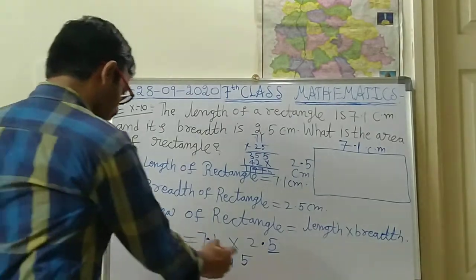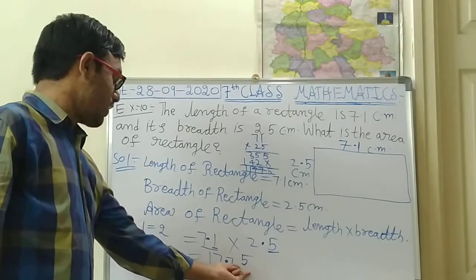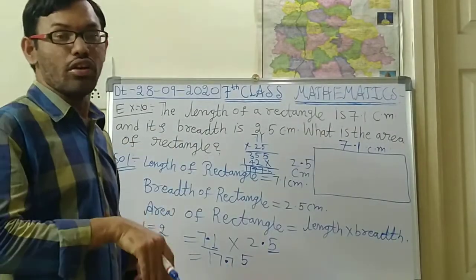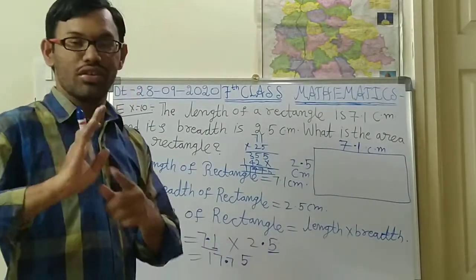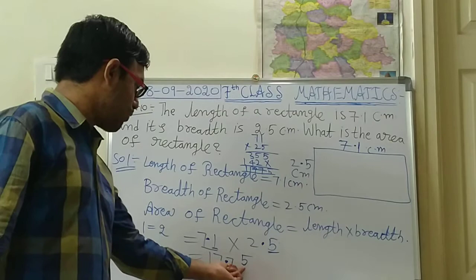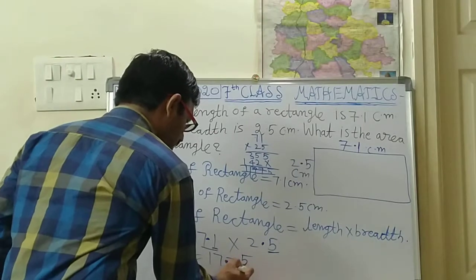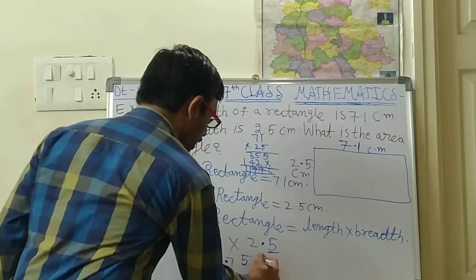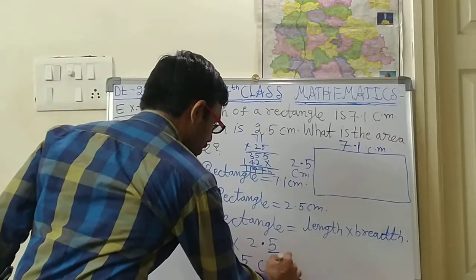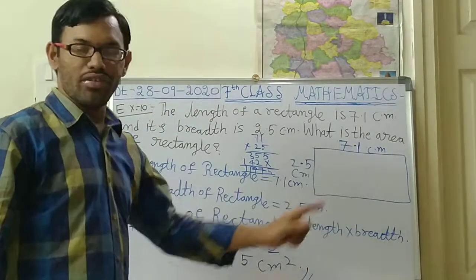So what is the answer here? 17.75. You say 17 point 75, not seventy-five, because 75 is not less than 0. 75 is greater than 0, but after the decimal point it is only less than 1. So here you say 75. 17.75. This is centimeter and this is centimeter, so both together mean centimeter square. So the area of the rectangle is 17.75 square centimeters.